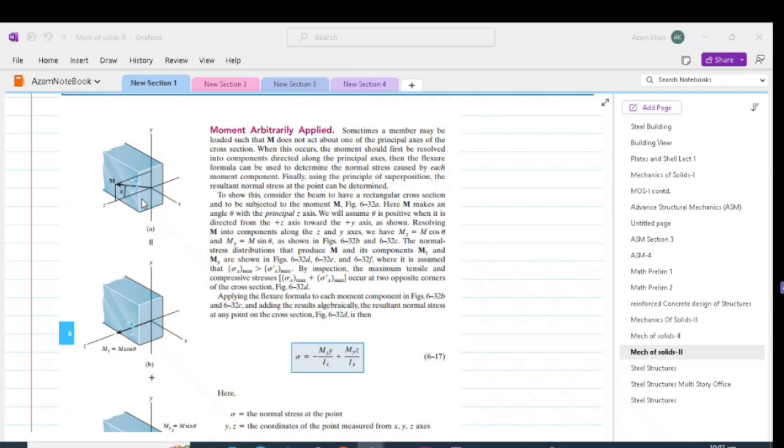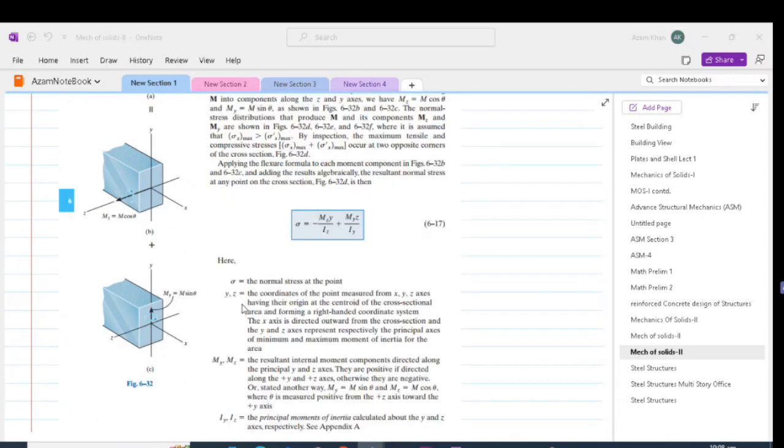Therefore, the resultant stress at any point would be equal to the algebraic sum of stresses at that point caused by each case considered separately. So in this equation, we have the moment Mz contribution and moment My contribution both added to each other in order to get the resultant flexure stress. Please note, Mz is the moment about z-axis and My is the moment about y-axis.